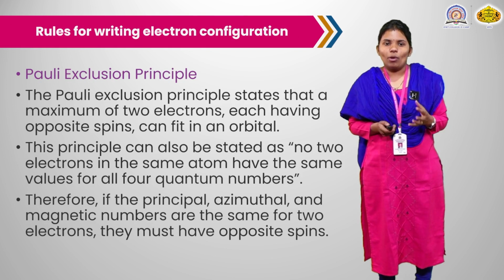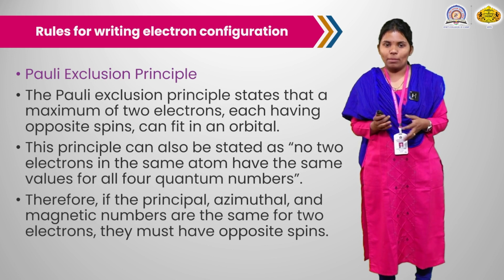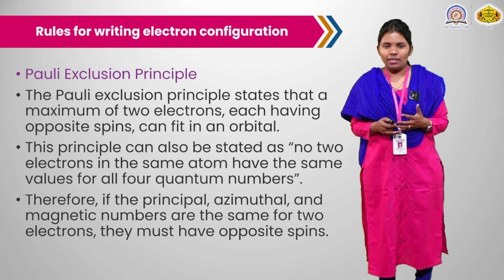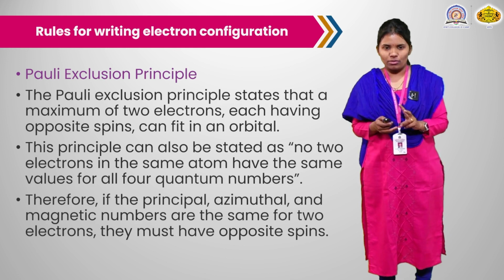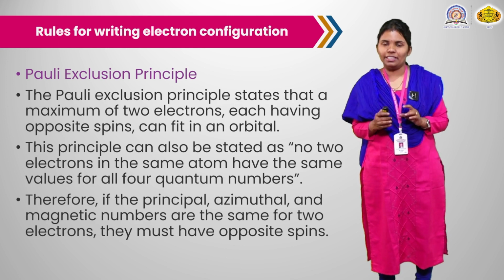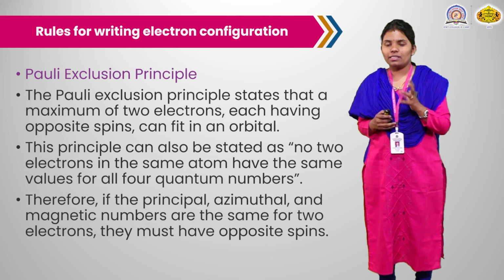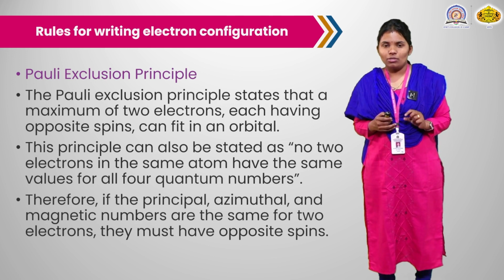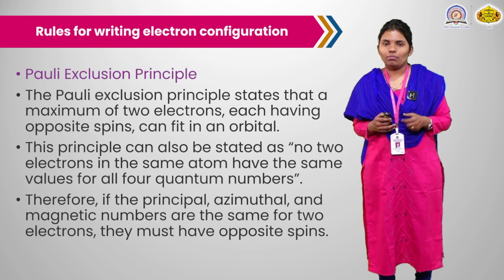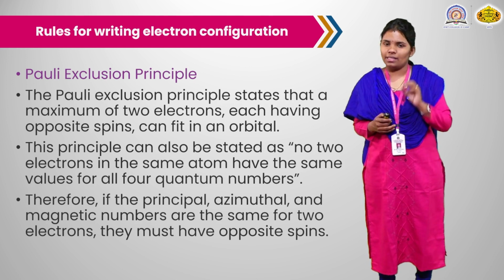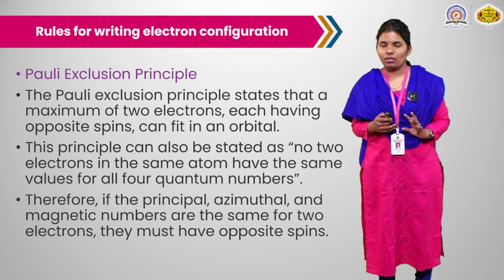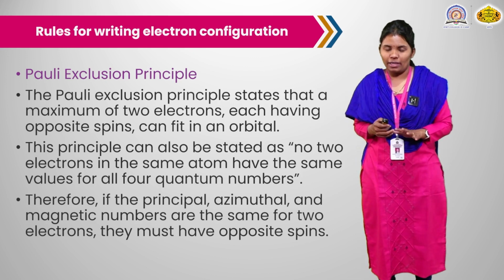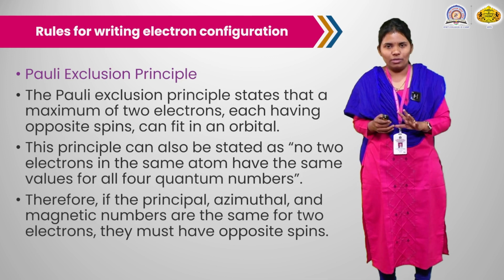First of all is the Pauli's exclusion principle. What does it say? Pauli's exclusion principle states that a maximum of 2 electrons, each having opposite spin, can fit into an orbital. If I take the example of an S orbital, S has a capacity of 2 electrons. First of all, any orbital has a maximum capacity of 2 electrons. Not more than 2, not 3, not 4 electrons can you fill. You can fill only up to 2 electrons.